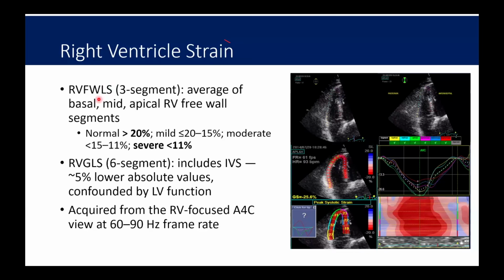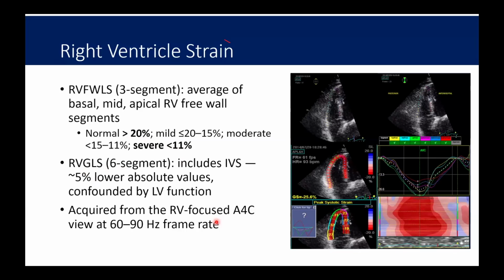So key numbers in terms of your right ventricular free wall longitudinal strain, where you look at three segments, the basal segment, mid, and apical free wall. Normal is considered greater than 20%, whereas severe is less than 11%. In terms of your right ventricular global longitudinal strain, which looks at six segments, that's also defined as another parameter to be used in the guidelines when measuring this.